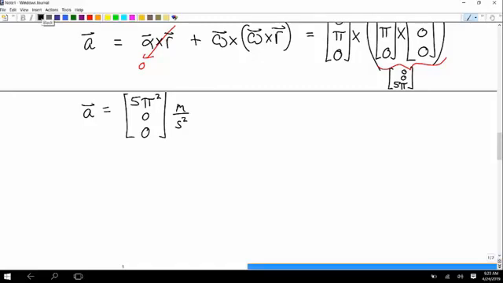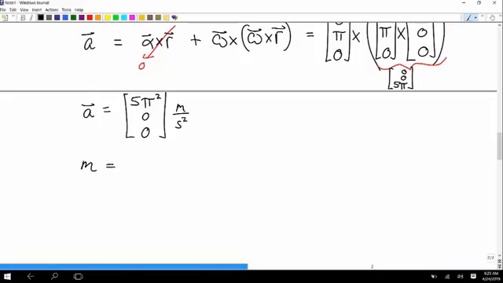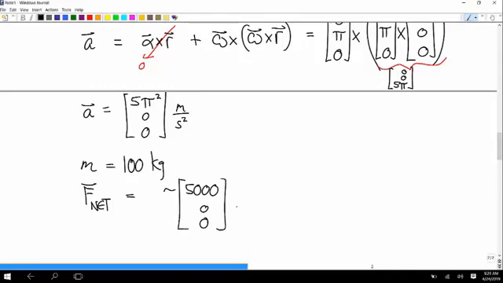And then if the astronaut has a mass of 100 kilograms, then the net force applied to the astronaut to keep this rotation is about 5,000 newtons. And that's mostly provided by the chair.